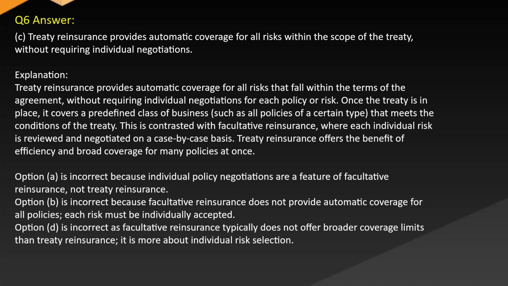Option A is incorrect because individual policy negotiations are a feature of facultative reinsurance, not treaty reinsurance. Option B is incorrect because facultative reinsurance does not provide automatic coverage for all policies. Each risk must be individually accepted. Option D is incorrect as facultative reinsurance typically does not offer broader coverage limits than treaty reinsurance. It is more about individual risk selection.